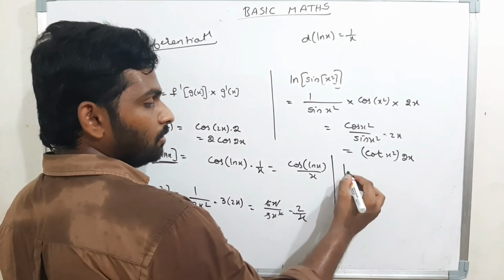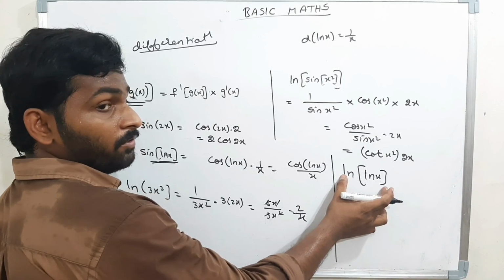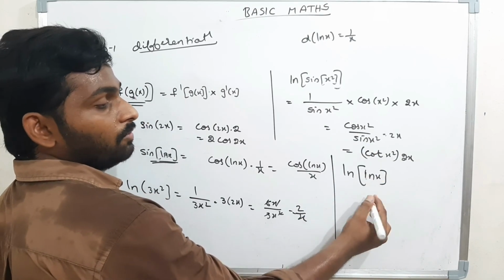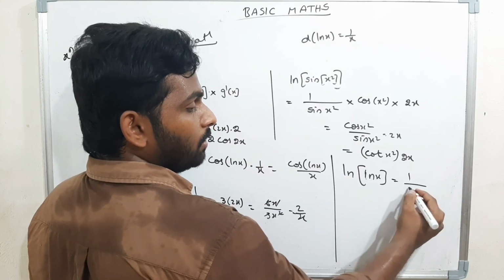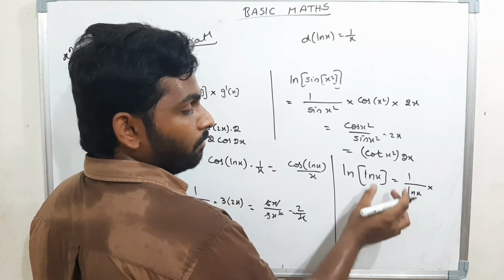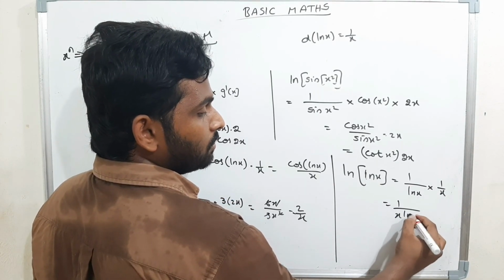Let's see one more example. Ln of ln x. Ln itself is a big function. Inside that ln, one more function ln is there. Therefore, what is the answer? For ln, what is the differentiation? 1 by ln x into, what is the differentiation of ln x? 1 by x. So the answer is 1 by x ln x.